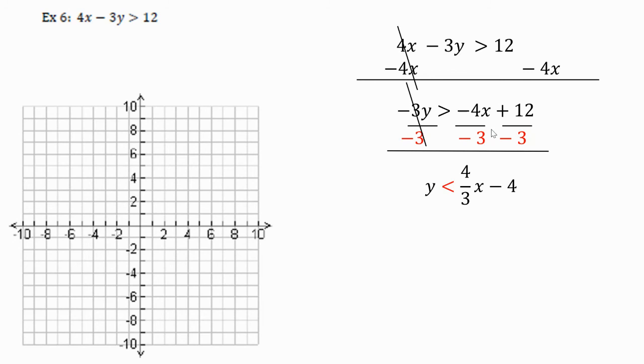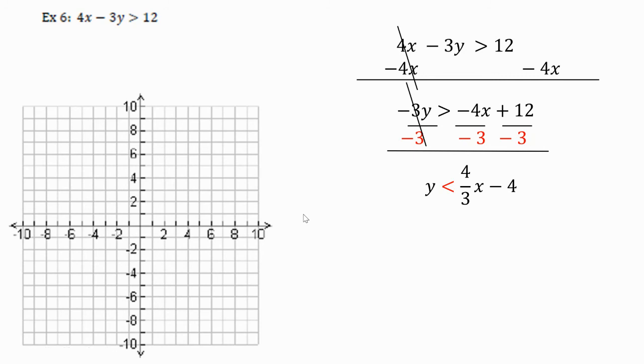You're left with y is less than 4/3 x minus 4. I want you to notice that I had to flip the inequality symbol because I divided by a negative number. Now that we're in slope-intercept form, we can begin to graph this just like the previous 2 examples.